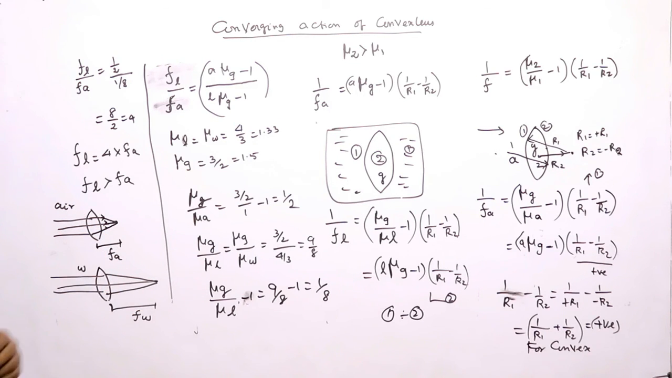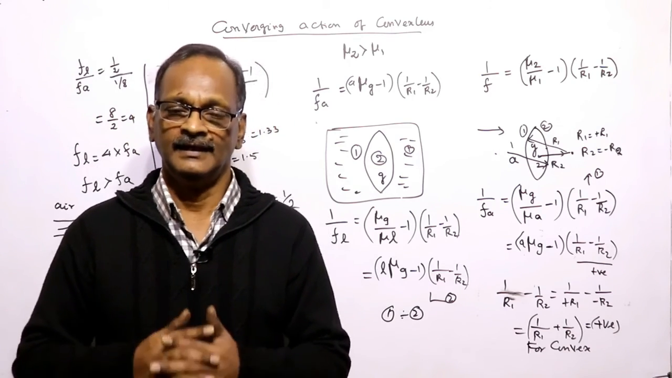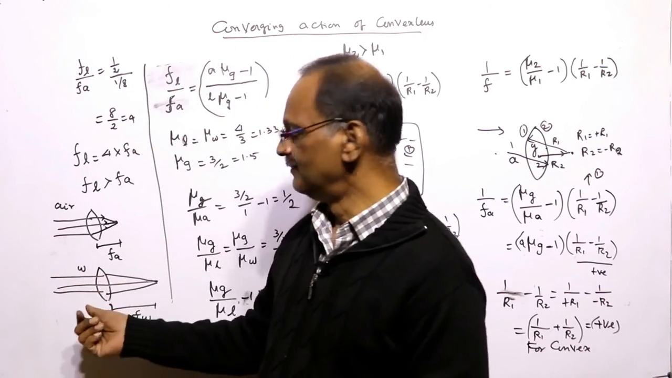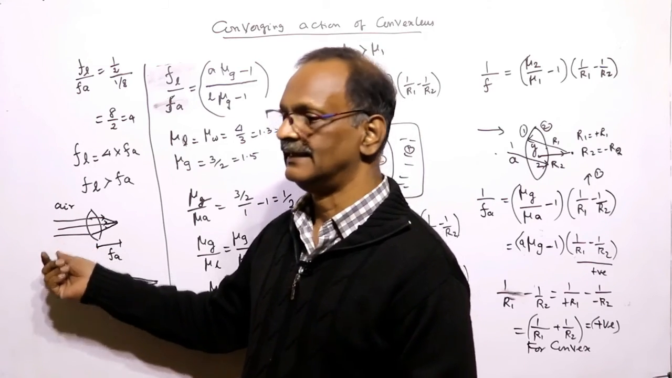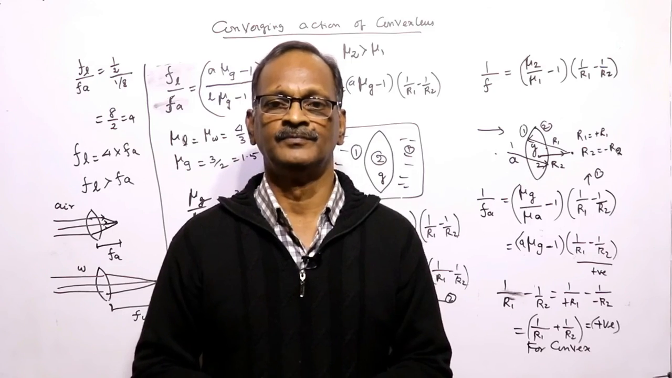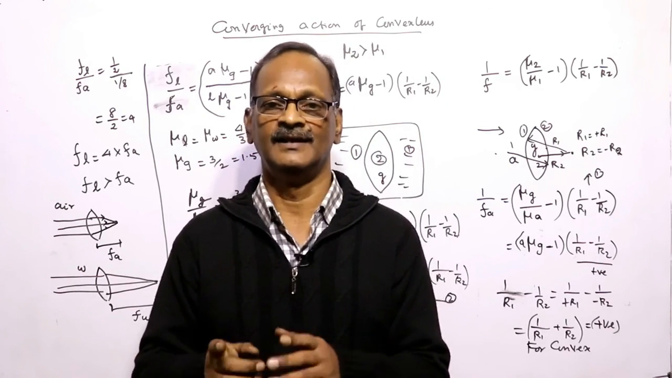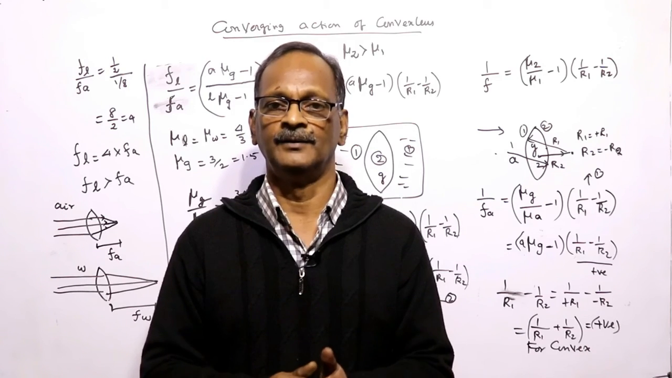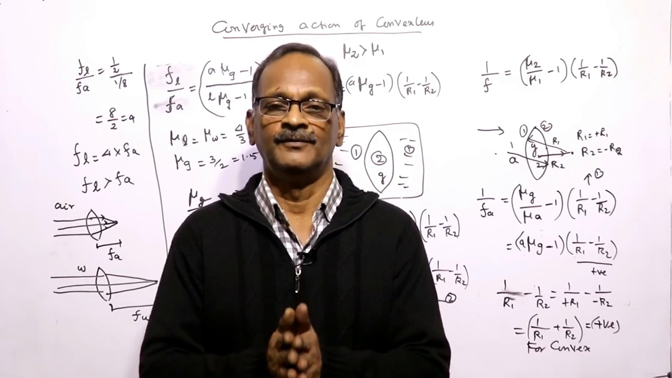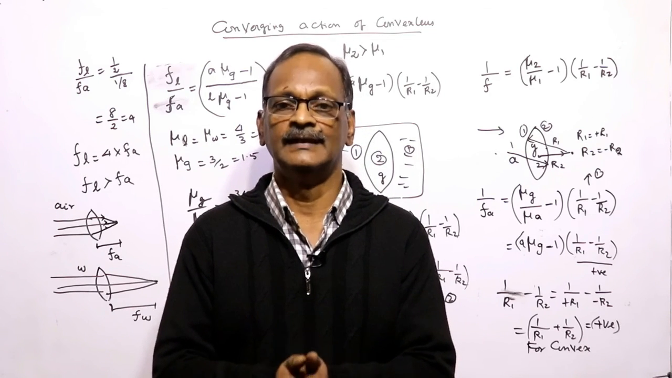This is the effect. It means that if you keep the surrounding medium as water or as air, the focal length of the same lens in air will be less than the focal length of the same lens when it is kept in any other liquid whose refractive index is less than the refractive index of the glass.